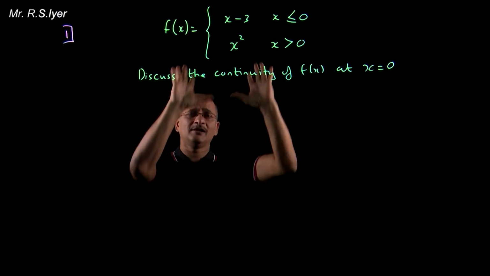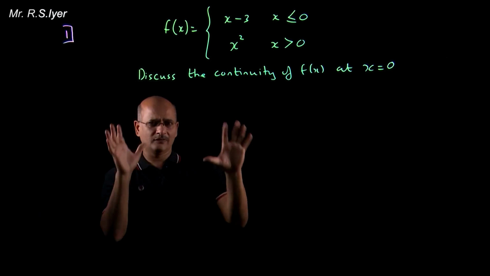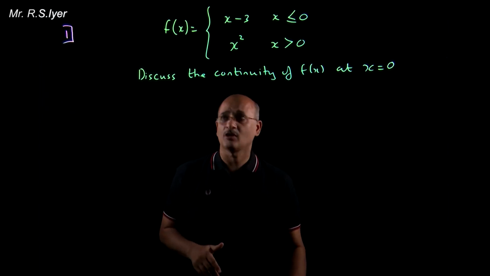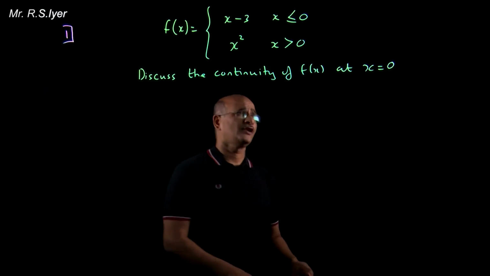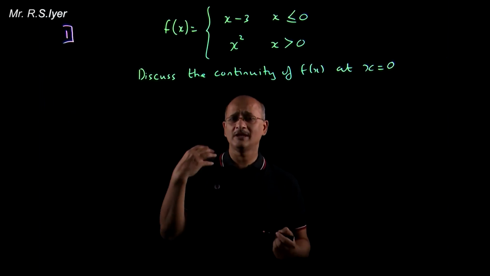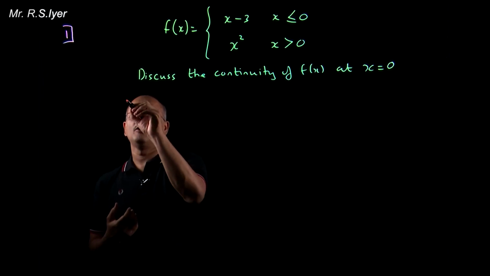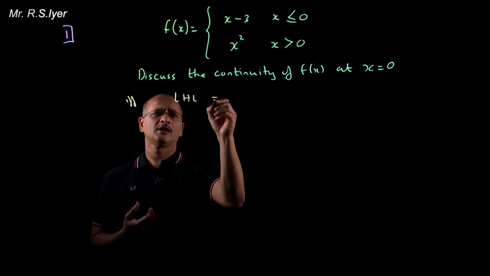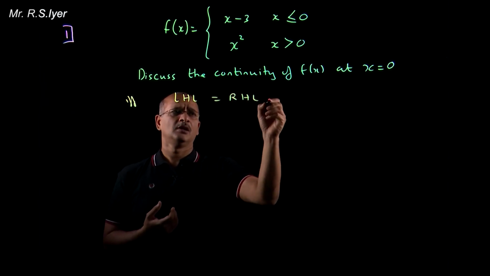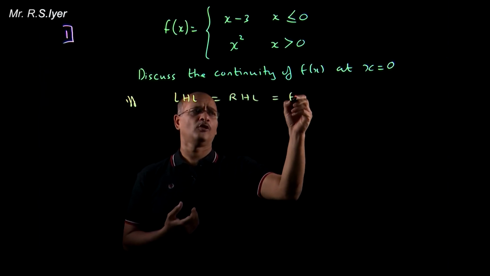So you have to understand this part first. Then it's very easy to get to the basics of continuity. But before we proceed, let's discuss the continuity of the function at x equals 0. The function is continuous if and only if my left hand limit is equal to right hand limit is equal to f of a.